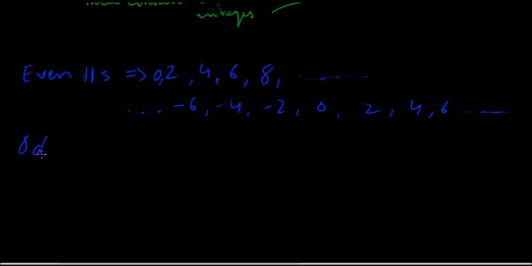Similarly, you have your odd numbers. Any integer that's not even is odd because it's not divisible by 2. So your odd numbers are -5, -3, -1, 1, 3, 5, and so on. Again, just to remember, even and odd numbers are all integers. They cannot be non-integer numbers.